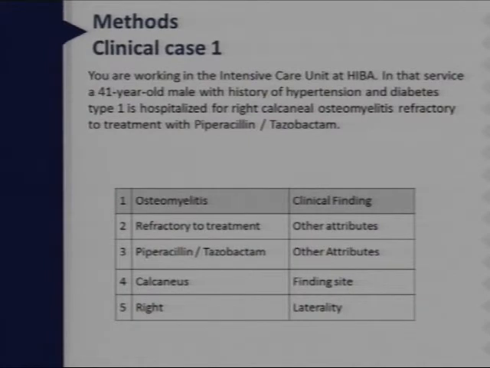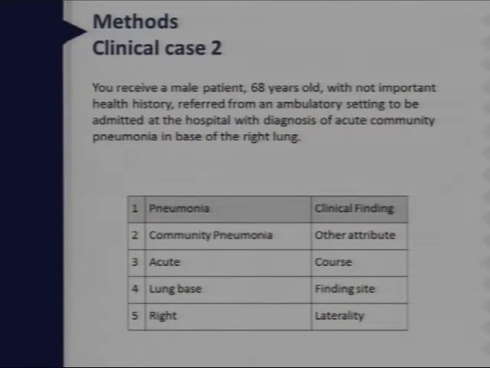And these are the 3 cases. This one is about osteomyelitis. It's a 41-year-old male patient with hypertension and diabetes who is hospitalized for right calcaneal osteomyelitis refractory to therapy with piperacillin tazobactam. You can see here 5 levels of detail. The second case is about a patient with pneumonia. It's a patient who was admitted to the hospital with a diagnosis of acute community-acquired pneumonia at the base of the right lung. And this case also has 5 levels of detail.